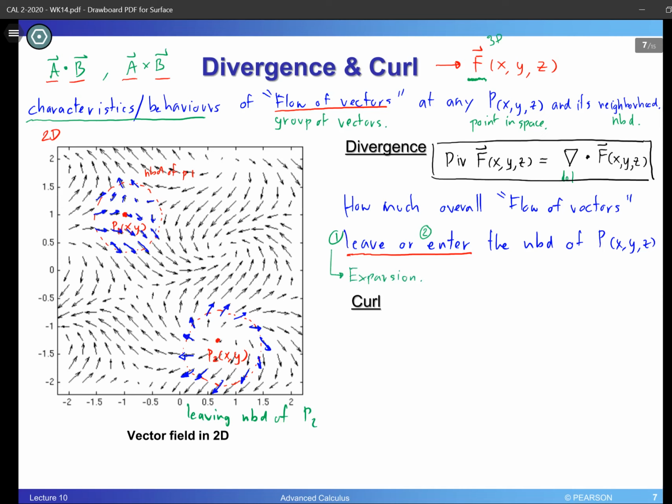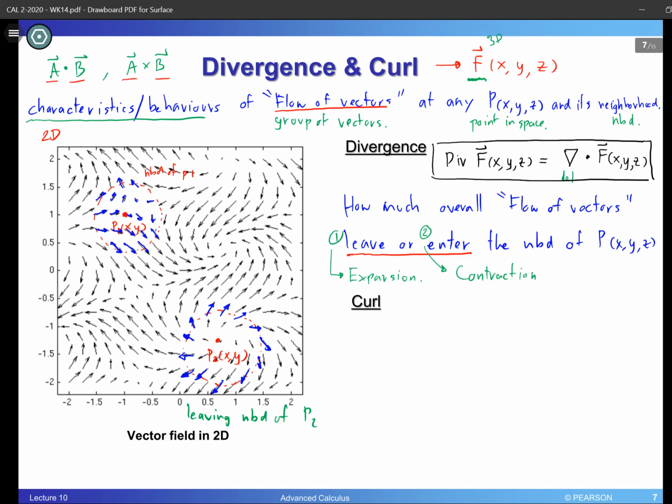But if the overall flow of vectors are entering the area, then we are going to consider this as contraction of the vectors. So this number 2 right here is going to be contraction. Contract means like moving in. All right, so contraction of the vector field. So divergence is all about these two words: expansion of the vectors or the contractions of the vectors, and that depends on the ones on the boundaries. Now that is the physical meaning of the divergence and what kind of characteristics it can tell you.